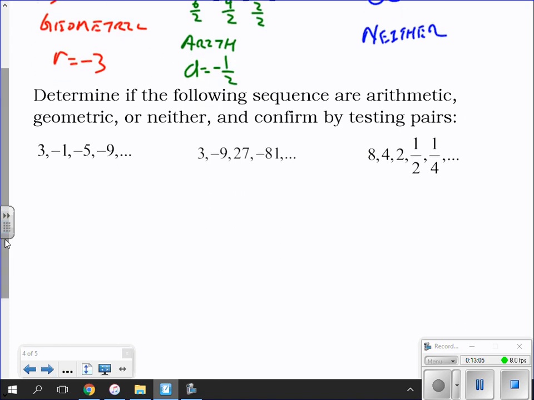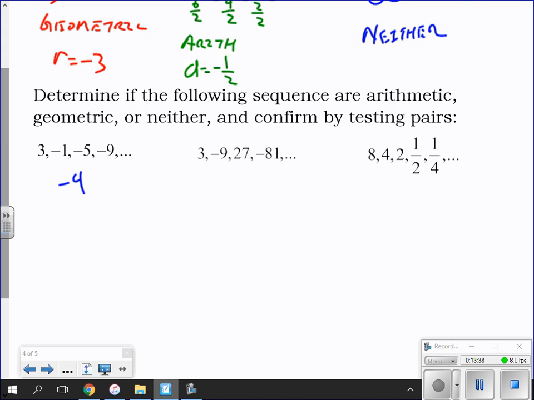Now, determine if the following sequences are arithmetic, geometric, or neither, and confirm by testing pairs. Here's what you do by testing pairs. Take an educated guess first. So I look at this first one, 3, -1, -5, and I go, all right, how do I get from 3 to -1, -1 to -5? It appears that I would be subtracting 4 each time. Is that what is happening?